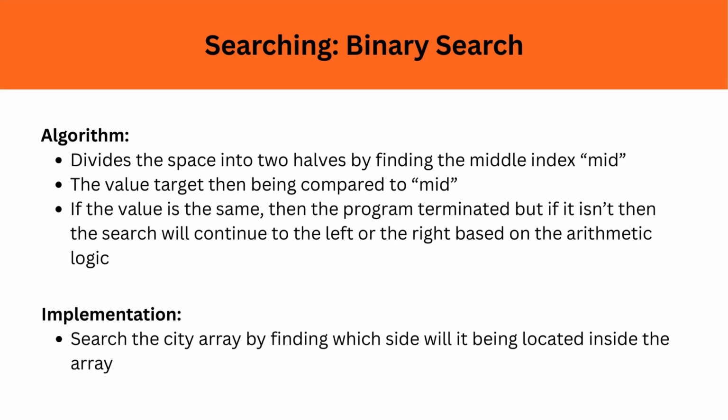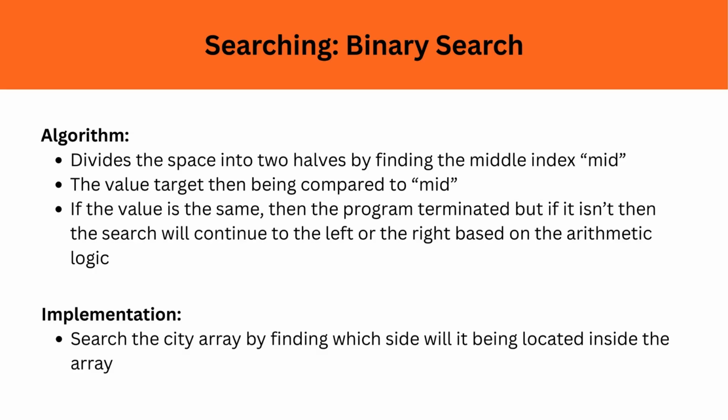Hi, my name is Muhammad Sama Faris. My part is binary search. On binary search, the algorithm divides the space into two halves by finding the middle index mid, and the target value is then compared to mid. If the value is the same, then the program terminates, but if it isn't, then the search will continue to the left or the right based on the arithmetic logic.